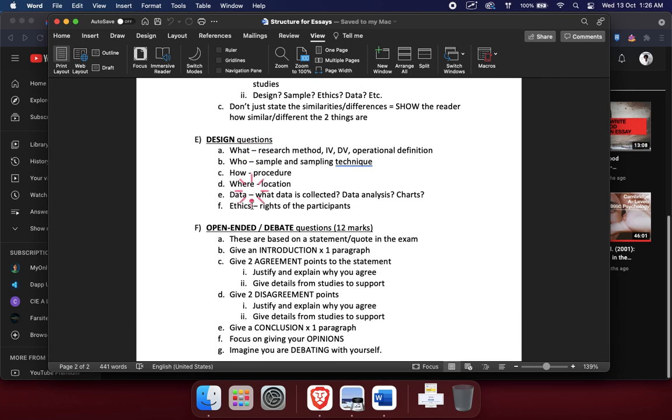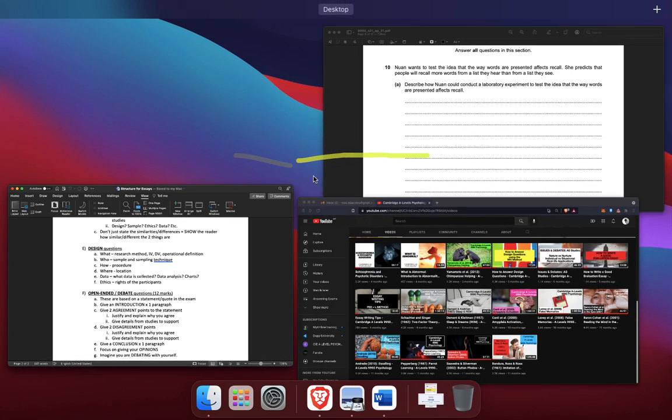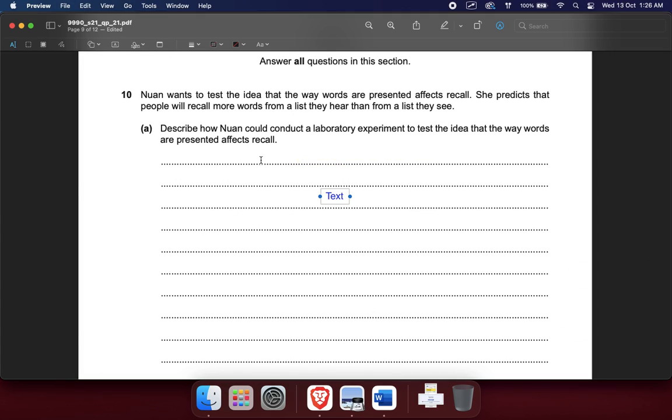What, who, how, where, data, ethics. Okay, this is what I want to see. For your design question, follow this format: what, who, how, where, data, ethics. First the what: research method, IV, DV, and operational definition. What are we studying? So we need to answer that. You can even put it in headings. Don't do it in point form, but you can use things like 1, 2, 3 to space out your answer more clearly.